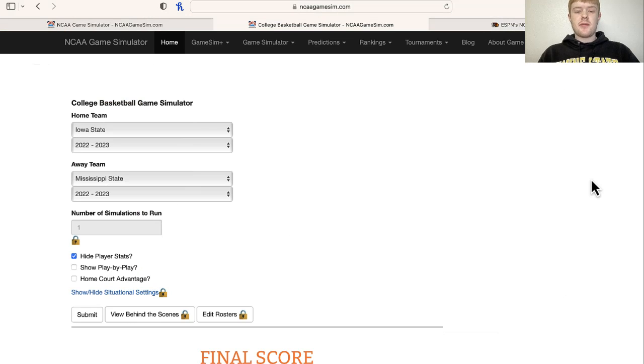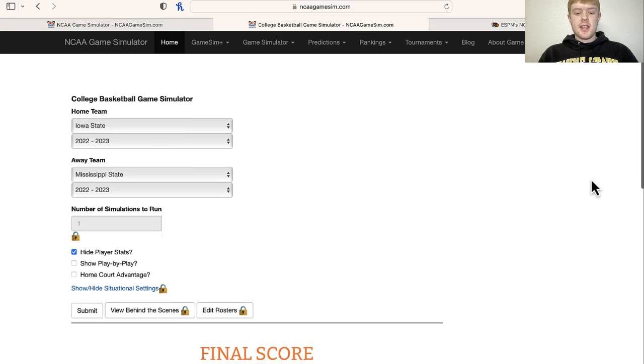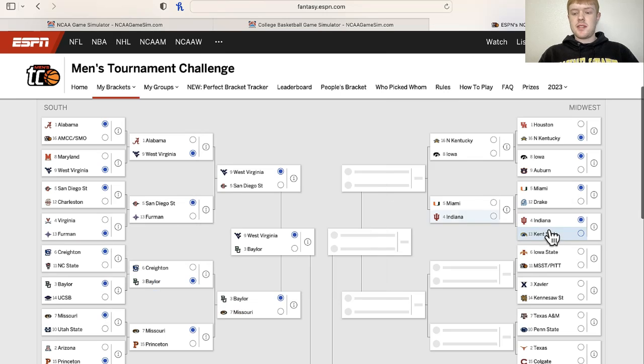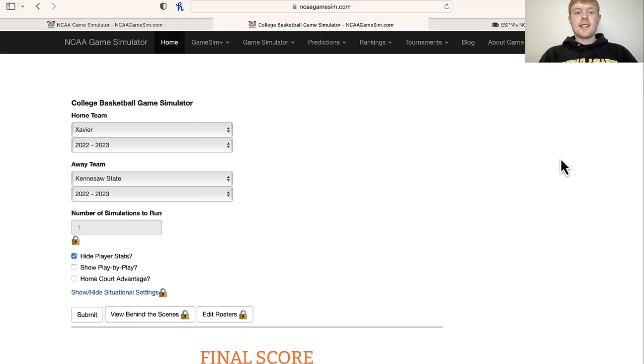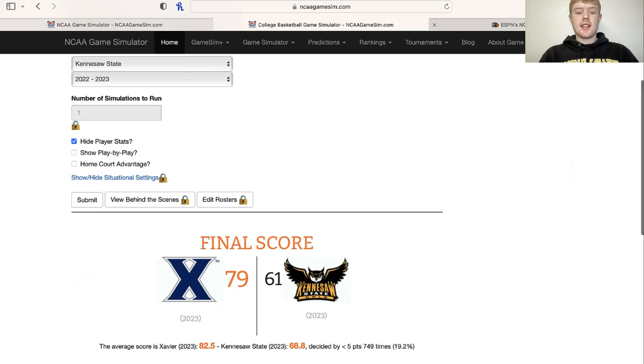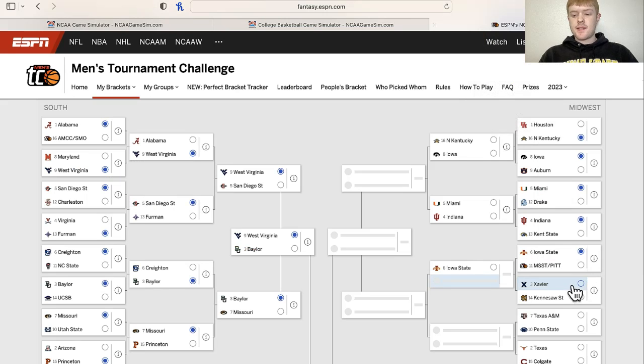And in this next matchup, we have the 6 versus the 11 seed, but the 11 seed has a play-in game. So I just picked one of the teams, and Iowa State's going to beat Mississippi State. Let's put them through the next round. Next up, we have Xavier versus Kennesaw State, and Xavier's going to handily beat Kennesaw State.